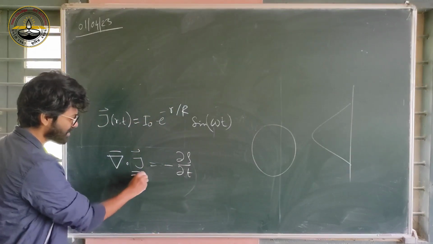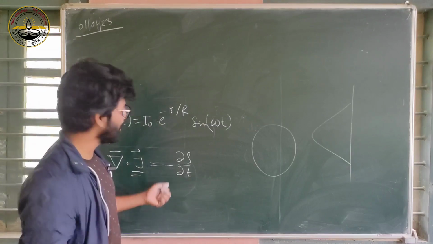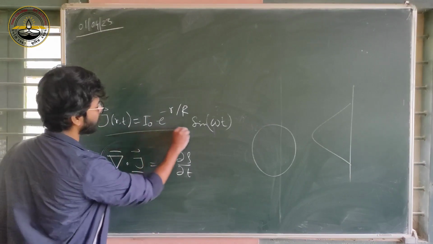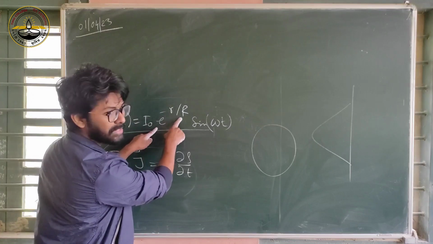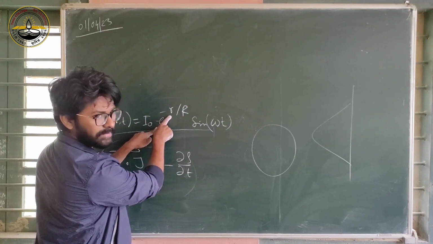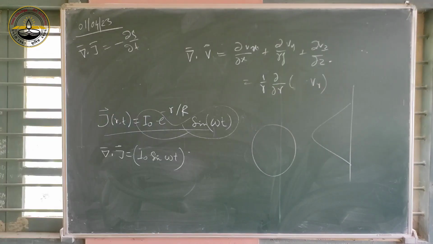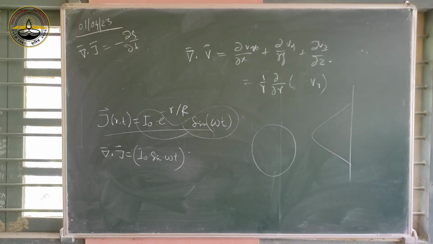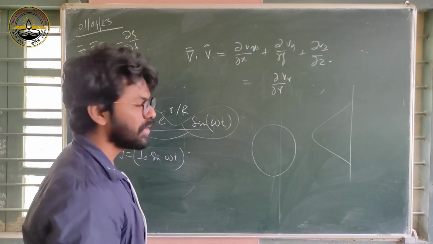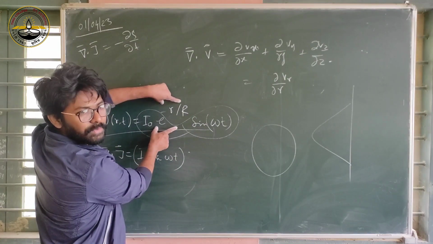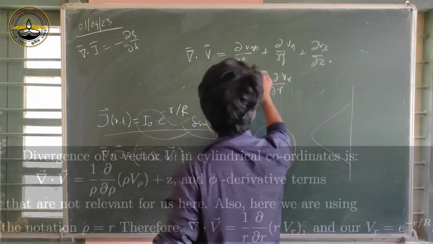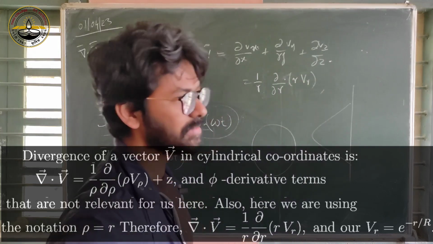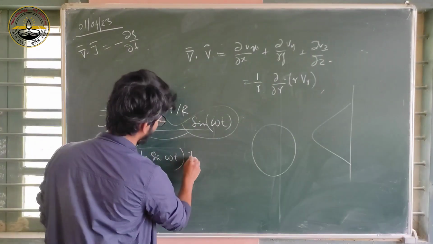So, J is given to you. It's just a problem of calculating the divergence of this thing, right? So, you calculate the divergence. Only r dependence. Look, only one r, right? So, the divergence formula, divergence in cylindrical coordinates. Anyway, you just need the derivative of e to the power minus r, nothing else. 1 over r del r of r J_r. Is it? Okay.